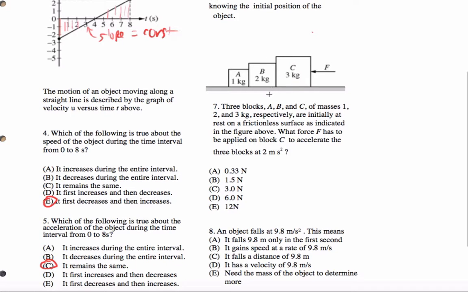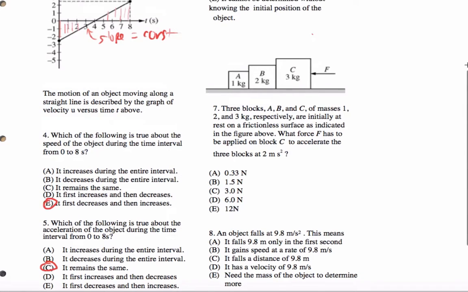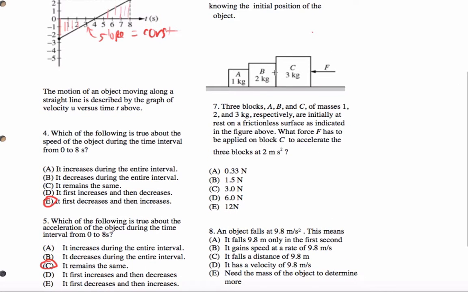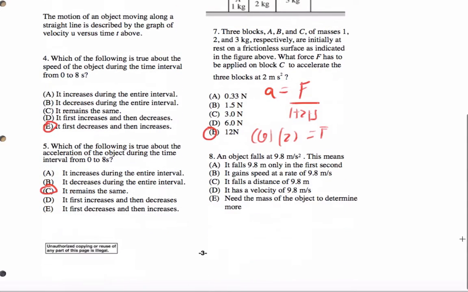So there are certain results in physics that we actually want to memorize, and one of those is, sure, there are contact forces among blocks here in this system, but it turns out the acceleration of the blocks can actually be found by taking the force applied and dividing it by the total mass. And in this case, we're going to have 6 times 2 is F, and that's how we're getting 12 newtons. All right, now for number 8.